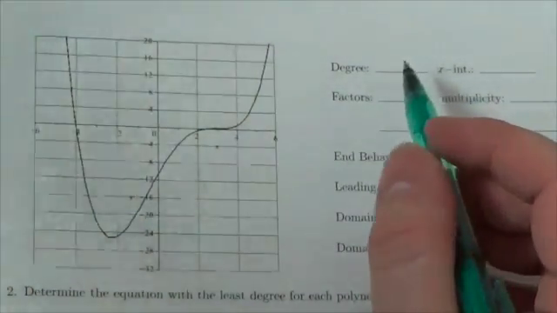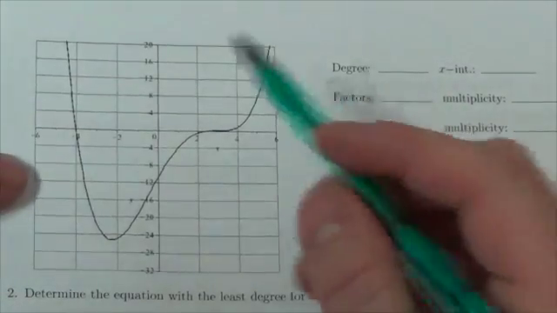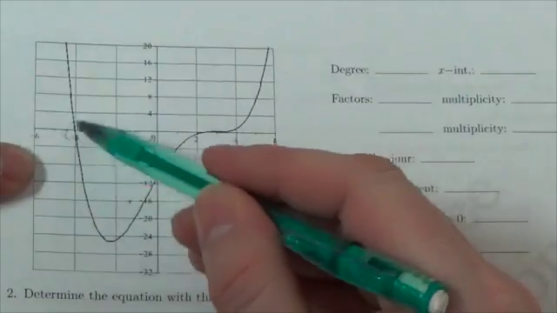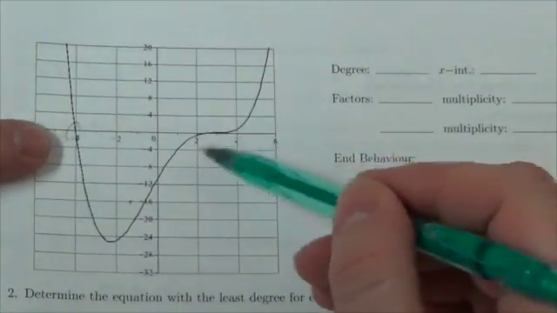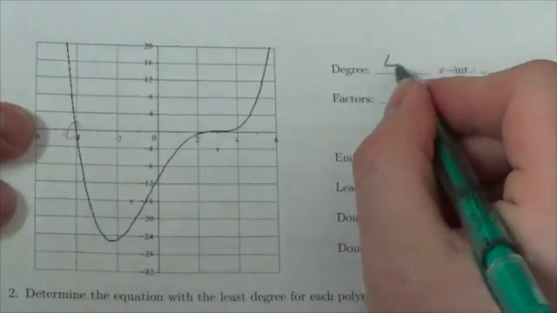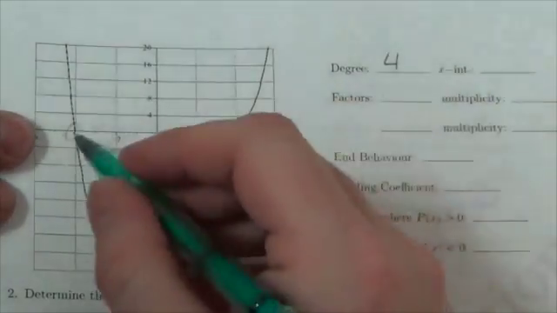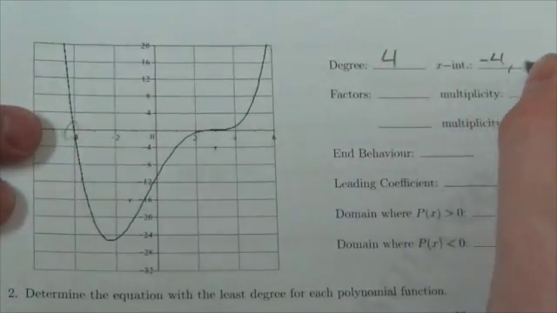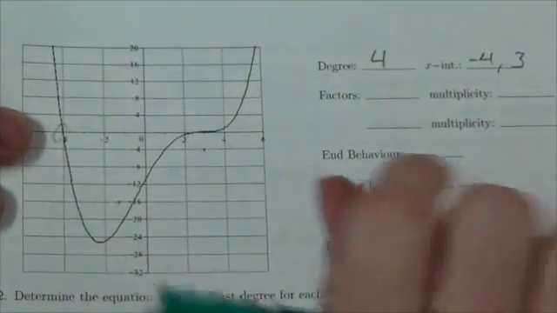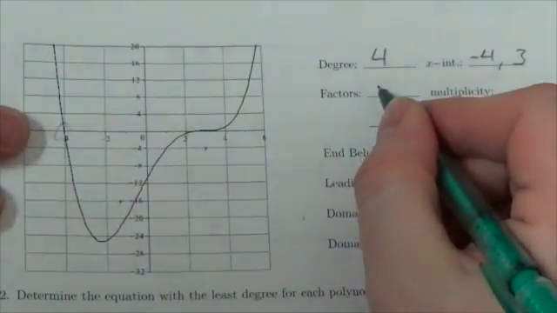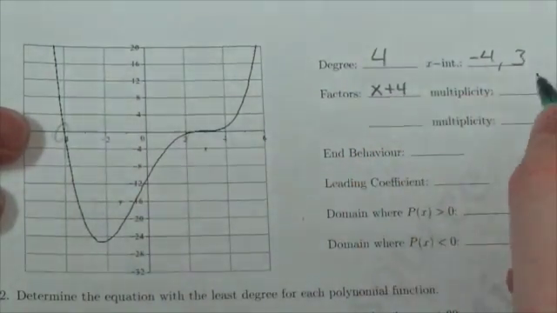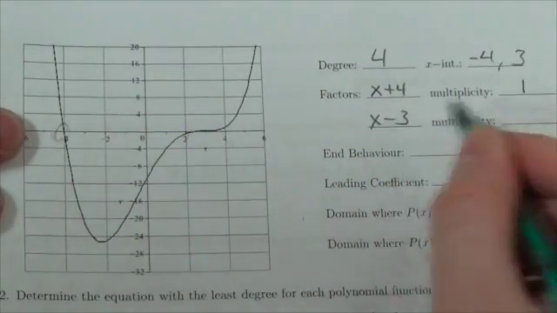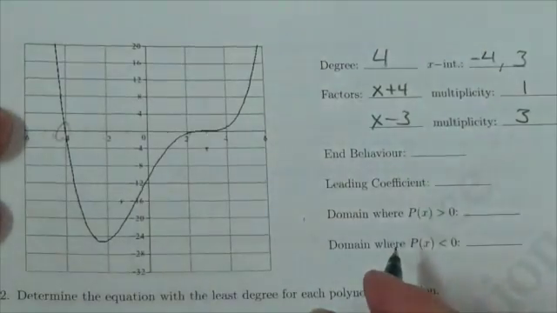So first of all, take a quick look at this, and you can tell relatively quickly this has got to have an even degree. This is going to have a multiplicity of 1, this is going to have a multiplicity of 3, so my best guess is this is degree 4. Okay. The x-intercepts here are negative 4 and positive 3. So those are my two x-intercepts. And those would correspond to factors x plus 4, okay, that has a multiplicity of 1. And then over here, x minus 3, and that'll have a multiplicity of 3.